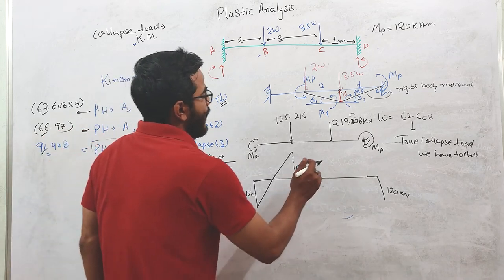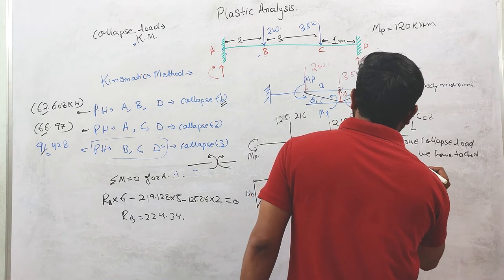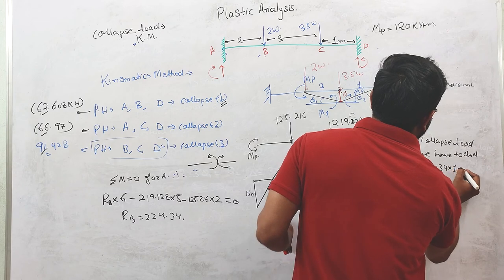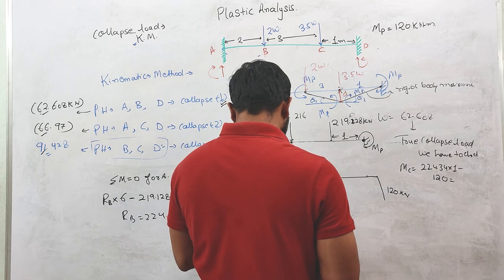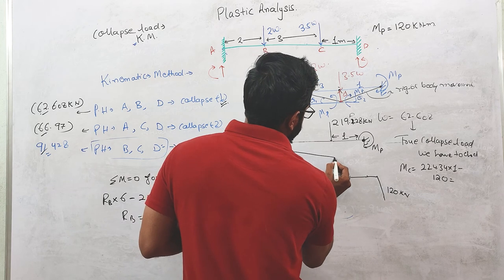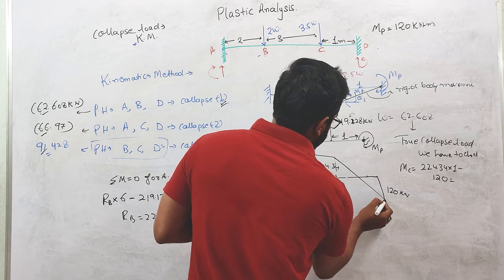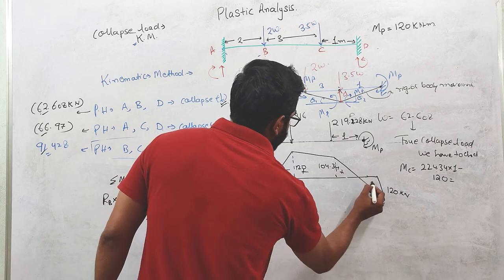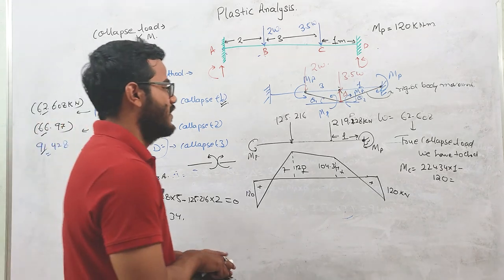So RB comes out to be 224.34. And the moment at this point, let us suppose MC, will be 224.34 into 1 minus 120. So the moment under this point load is 104.34. This is your bending moment diagram during the collapse, and you can see that the yield condition is also satisfied.